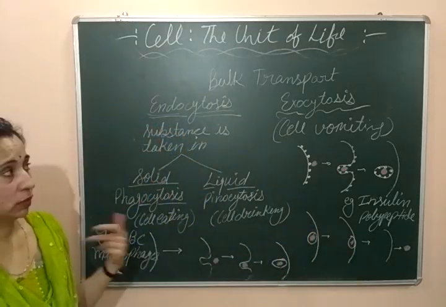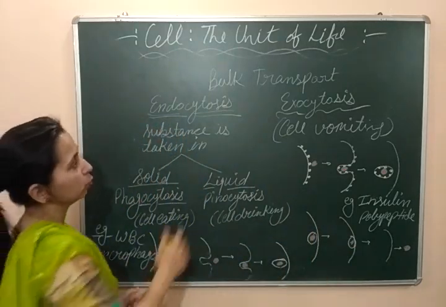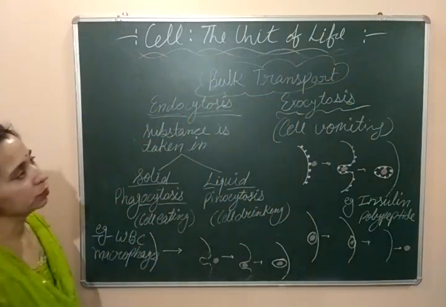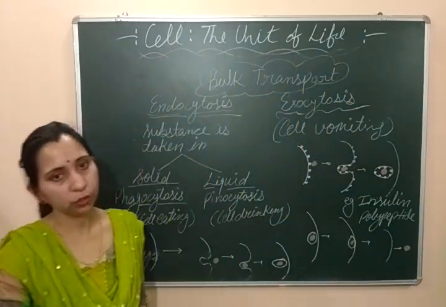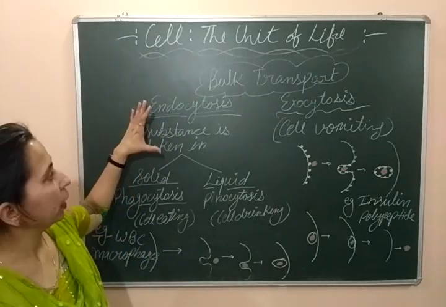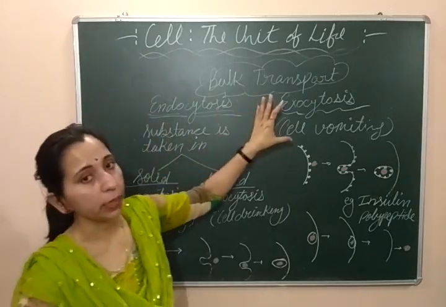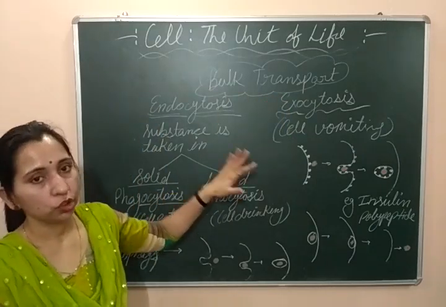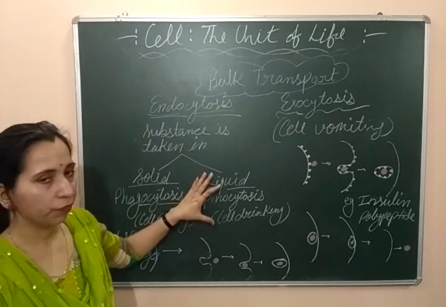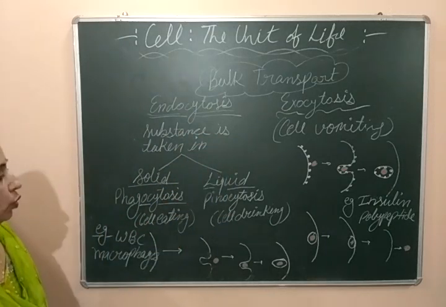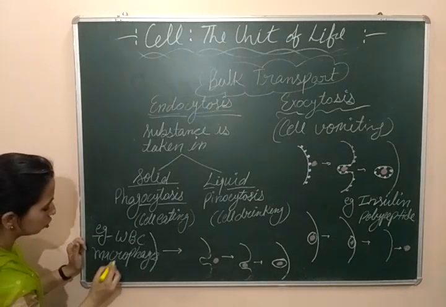So here we discussed one more type of transportation, that is bulk transportation, because large size substances are transported through the plasma membrane. This transportation is of two types: endocytosis and exocytosis. It is dependent on the nature of the substances, solid or liquid. If the substance is solid, then it is known as phagocytosis. Here you can take one more example also.